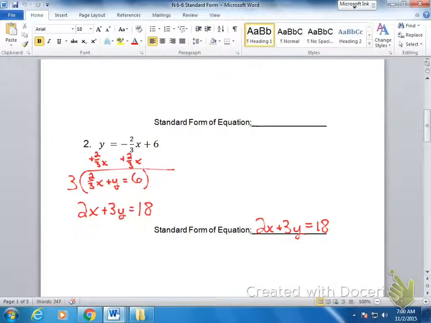So not too bad, guys. If you move your stuff, take it one step at a time, they're really not going to get too messy. Remember, move your x's and y's to the left. Keep your numbers on the right. Fix a if you need to. So hopefully that helps a little bit. Let's go to the next page real quick.